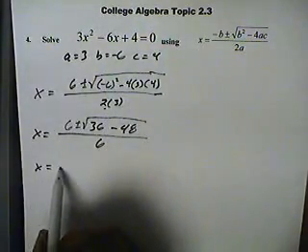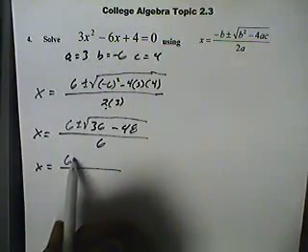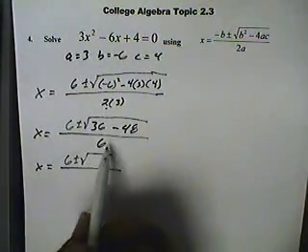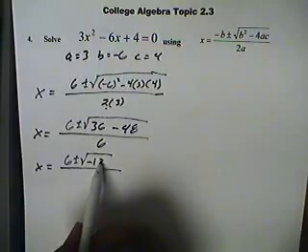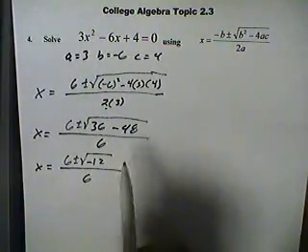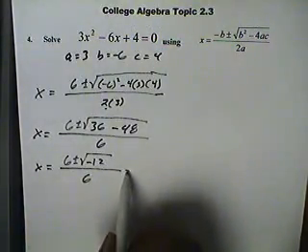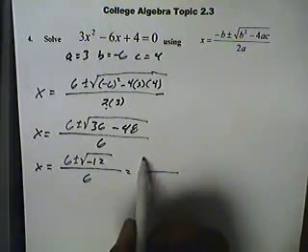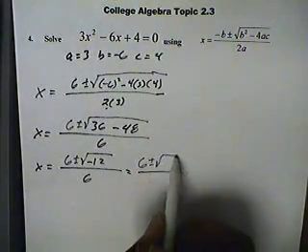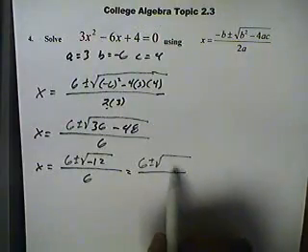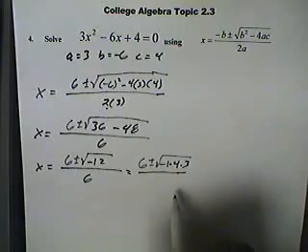So what I'll be left with here is 6 plus or minus. When I add these together, I'll get the square root of -12 all over 6. Now the -12 can be broken into 3 pieces: a -1, a 4, and a 3.